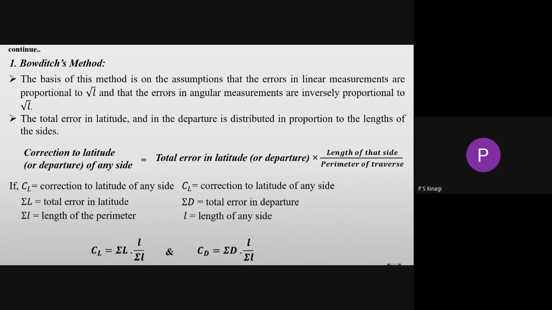So here the total error in latitude and departure is distributed in proportion to the lengths of all the sides of the traverse. This is our general formula: the correction to the latitude or departure of any side is equal to the total error in latitude or departure multiplied by the length of that side, divided by the perimeter of the traverse.